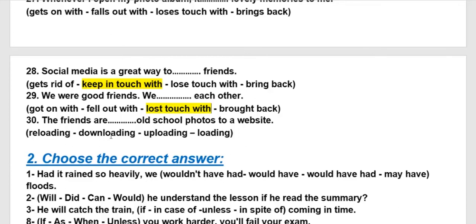The friends are uploading all the school photos to our website. Here, you see, we add something to the internet. The friends are uploading all the school photos to our website, because it is from the camera or from mobile or from the computer to the website.